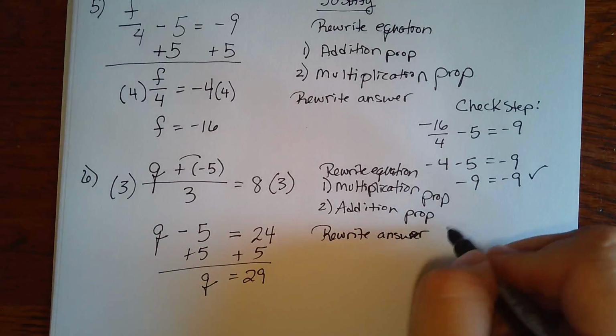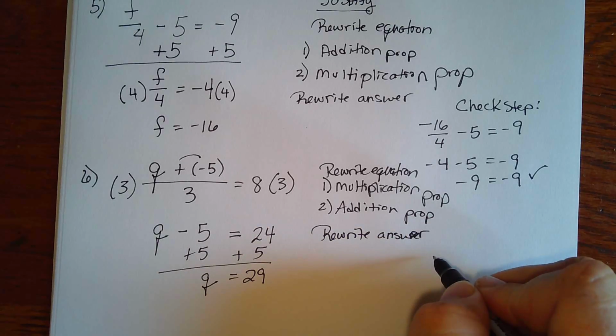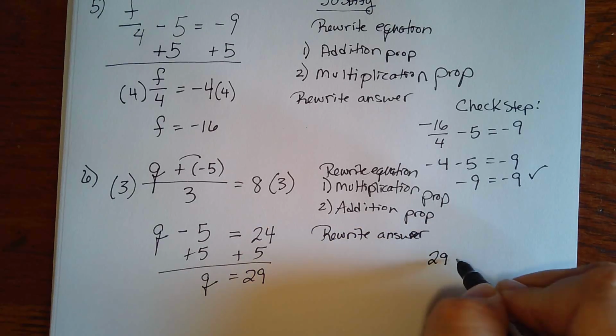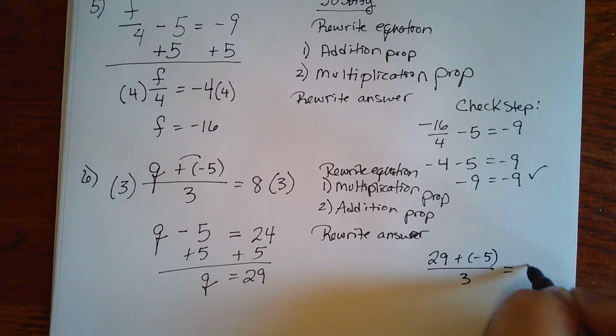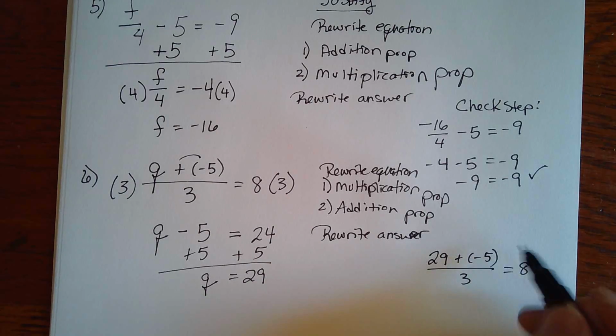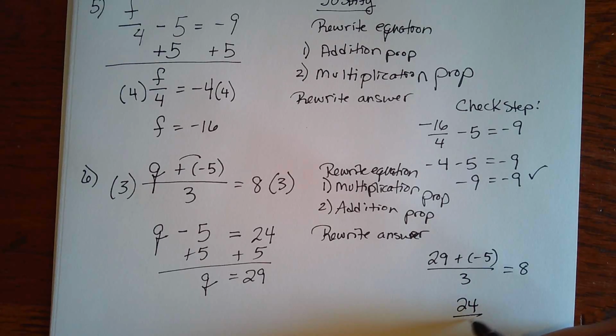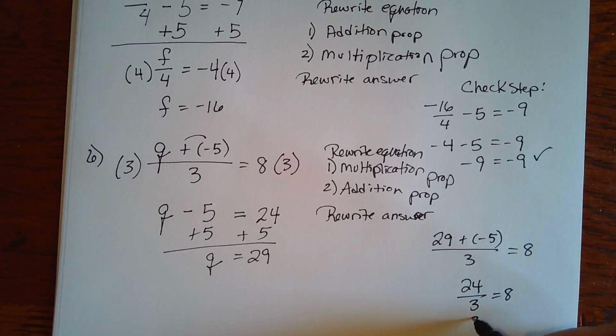So for the check step for this one, you're going to have 29 plus negative 5 over 3 equals 8. Well, we know 29 minus 5 is 24 over 3, which gives me 8 equals 8. And it checked out.